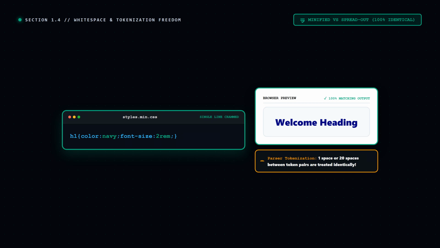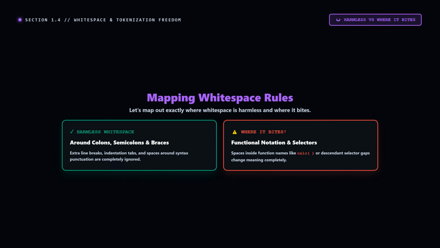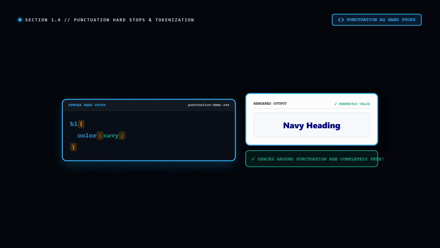You can break a rule across dozens of lines, or cram it onto a single line. The rendering will be identical. This freedom is what makes CSS so flexible to write. But there are specific places where whitespace suddenly becomes critical, and getting it wrong will break your styles. So let's map out exactly where whitespace is harmless. In CSS, punctuation like curly braces, colons, semicolons, and commas are hard stops. The parser can identify them without needing any whitespace around them.